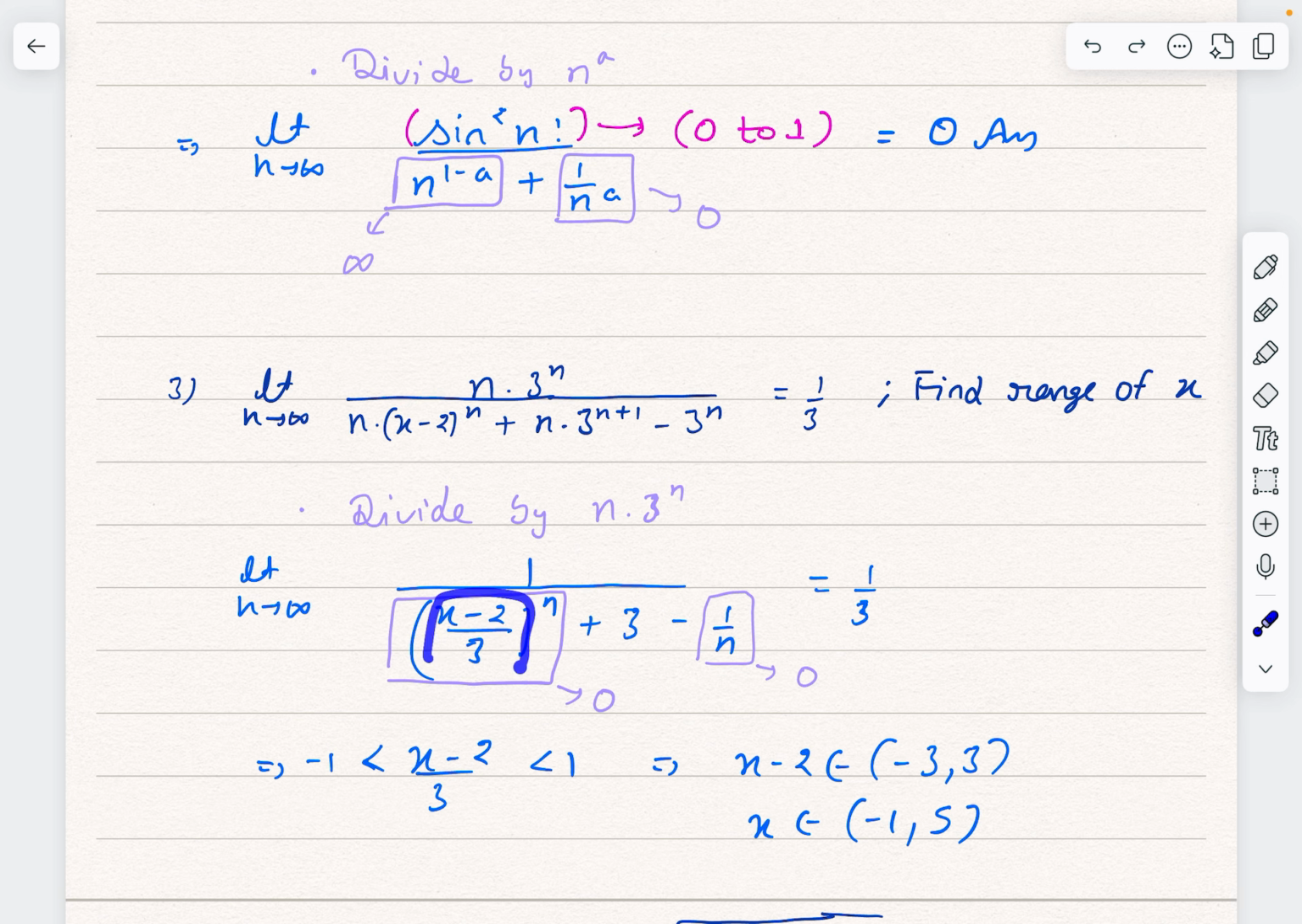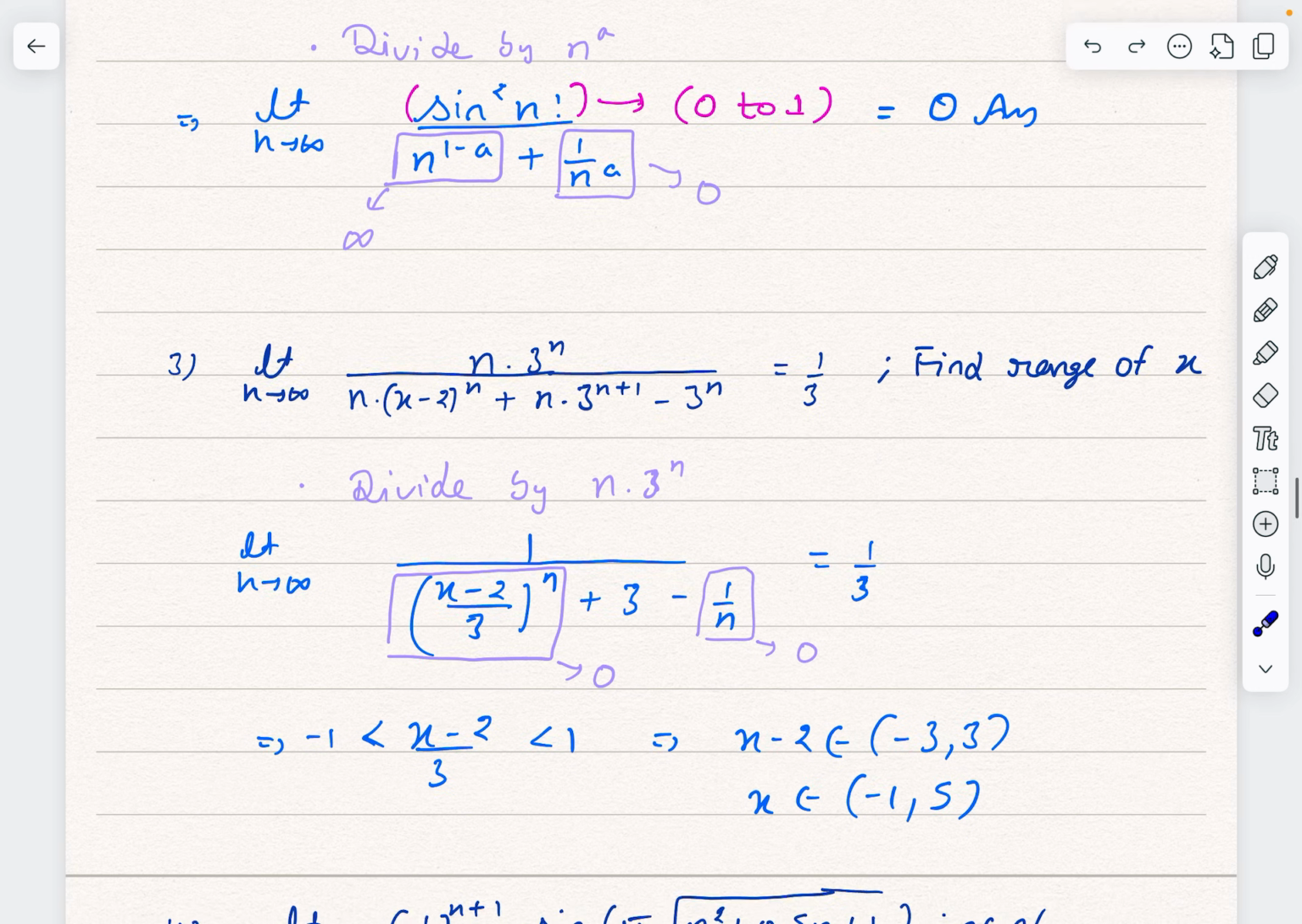And something raised to power infinity will be 0 if that something lies between minus 1 and 1. So (x minus 2) by 3 lies from minus 1 to 1, you get x minus 2 lies from minus 3 to 3. Add 2 on both sides, you get x lies from minus 1 to 5. I hope it is clear to all of you guys. Next problem.